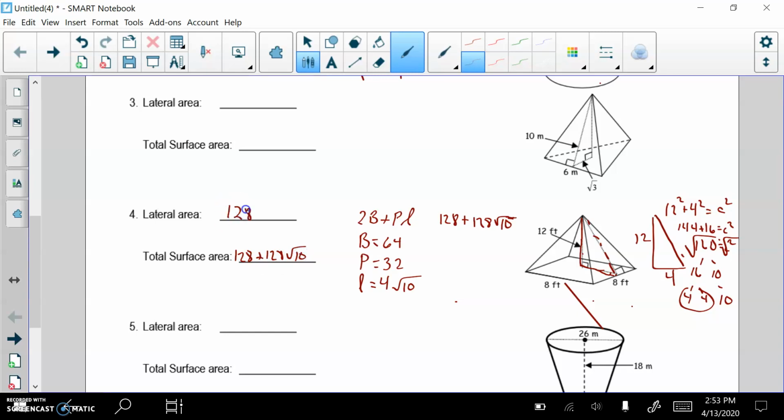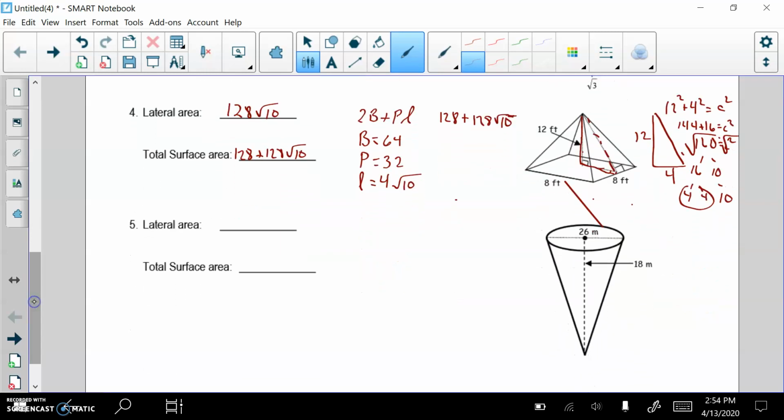Lateral surface area is 128 square root of 10. And you can already kind of anticipate this is a cone. So that's pi r squared plus pi rl. I need the radius, which is 13. I need the slant height, which is once again unknown.